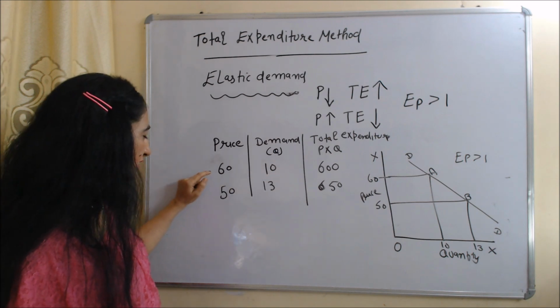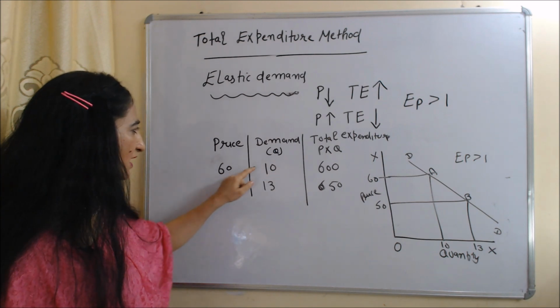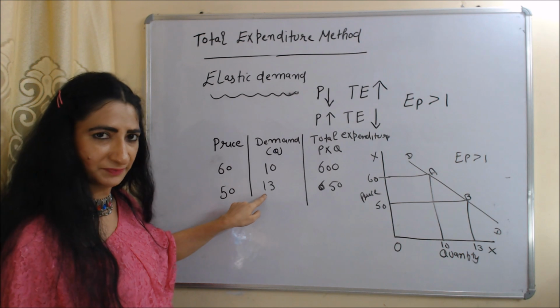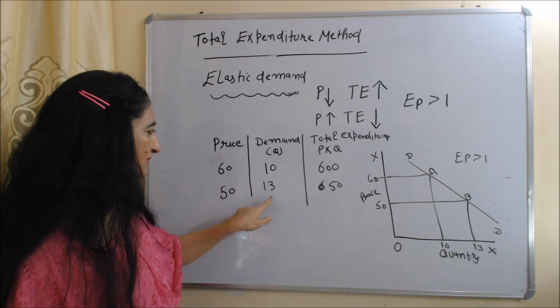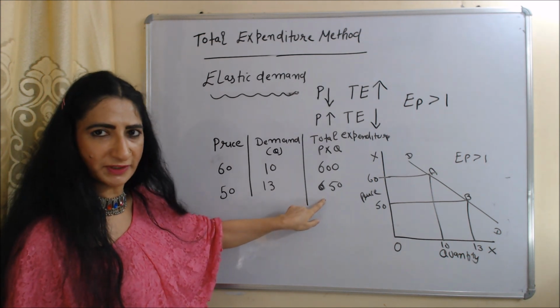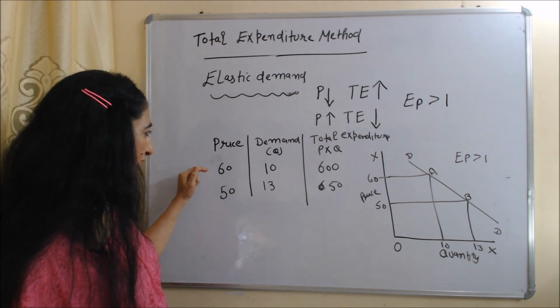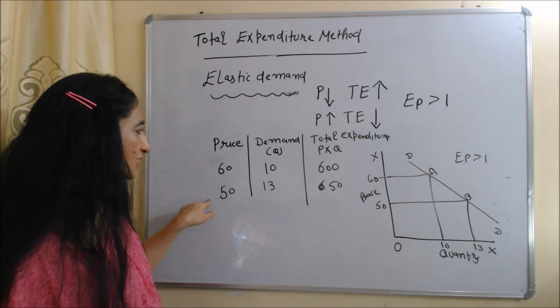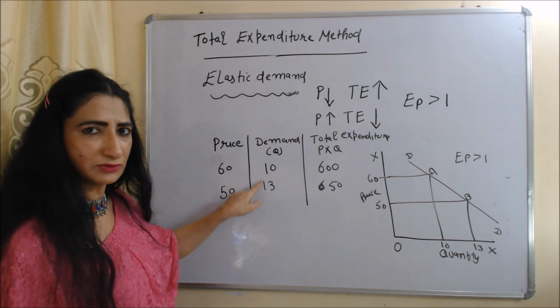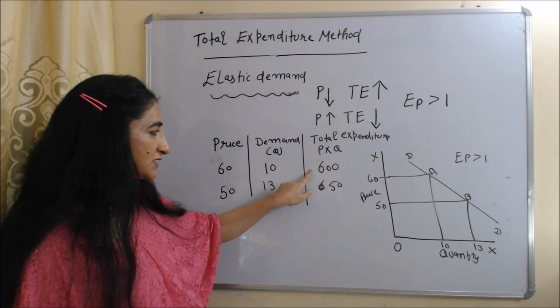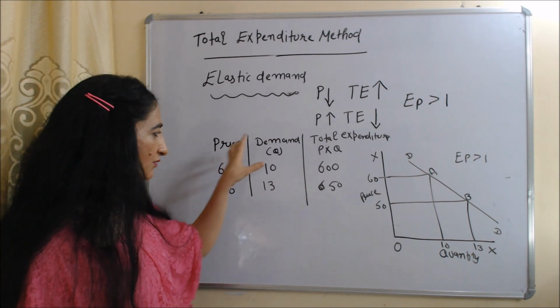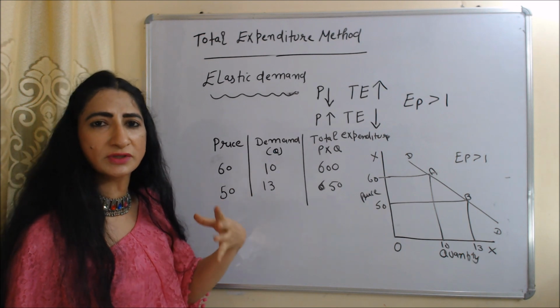But as price reduced from 60 to 50, our demand increased from 10 to 13. Now our total expenditure is 650, since 50 multiplied by 13 is equal to 650. Here you can see, as price reduced from 60 to 50, demand increased from 10 to 13. As a result, our total expenditure increased from 600 to 650. So here we see, as price reduced, total expenditure increased.